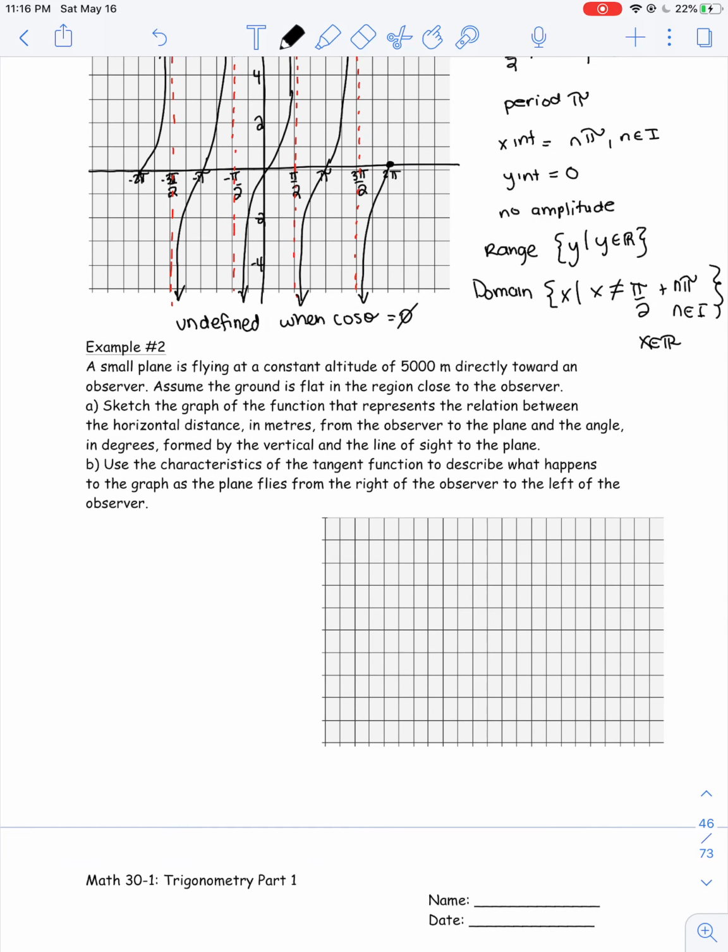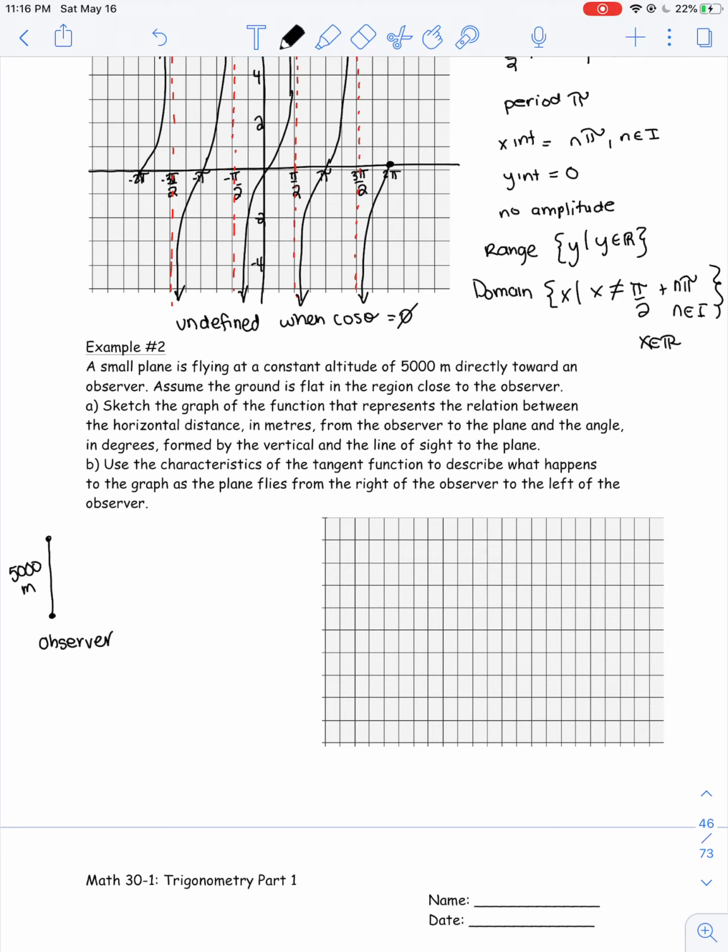Example number 2 is saying a small plane is flying at a constant altitude of 5,000 meters directly towards an observer. Okay, so we have an observer right here on the ground. And there's 5,000 meters distance. Assume the ground is flat in the region close to the observer.